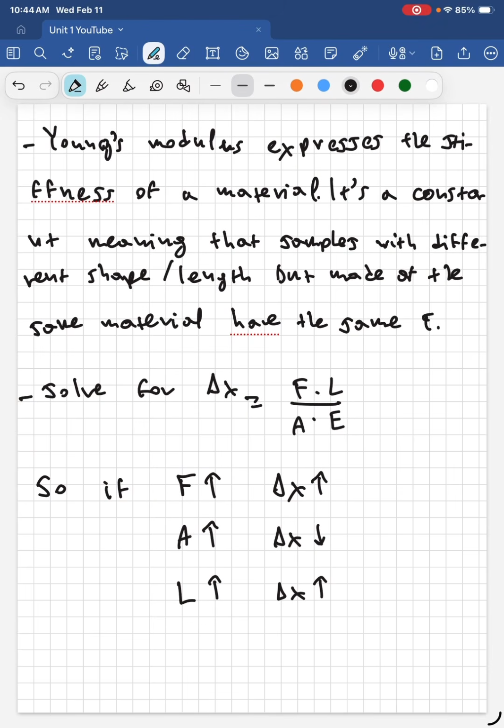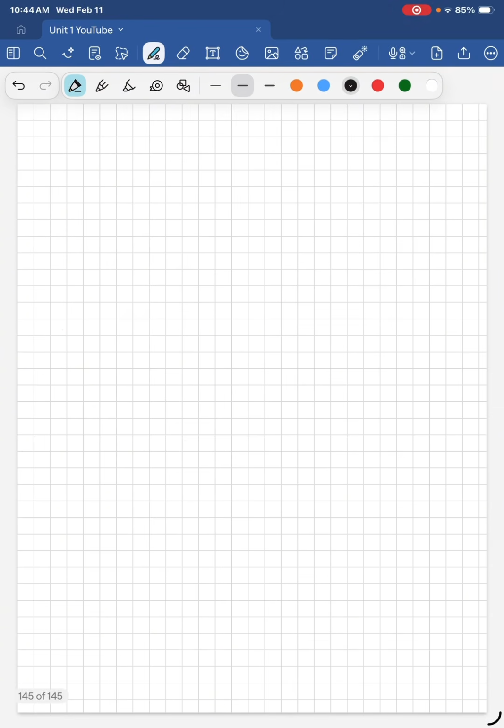And one last thing, if the Young's modulus increases, delta x decreases. So meaning that a stiffer material, it's difficult to pull it and extend it. So these are good things to know. Let's move on though, and talk about stress and strain graphs.